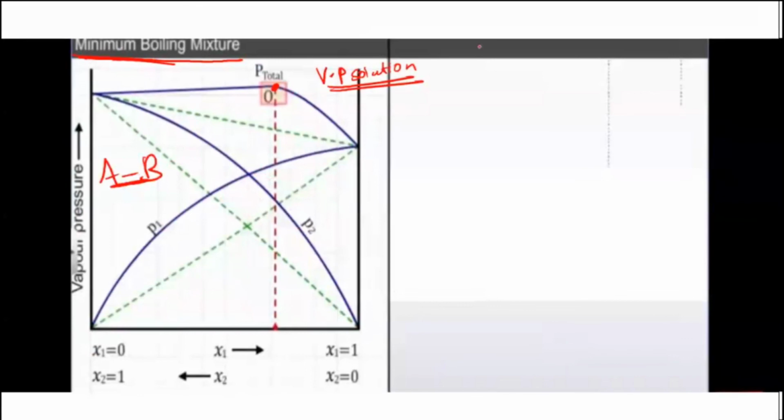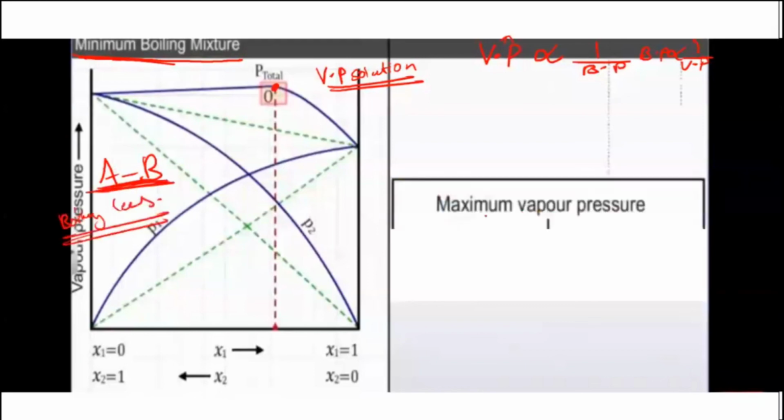You can remember one more relationship: vapor pressure is inversely related to boiling point, or boiling point is inversely related to vapor pressure. If the vapor pressure of the solution is very high, the boiling point is going to be very low. If more vapors have formed in the gaseous phase, the temperature required is very low. So it is called a minimum boiling mixture, because maximum vapor pressure is exerted by them. So these kinds of azeotropes are called minimum boiling azeotropic mixtures.